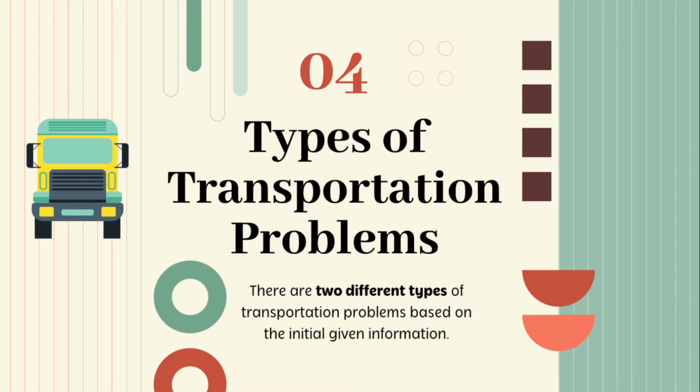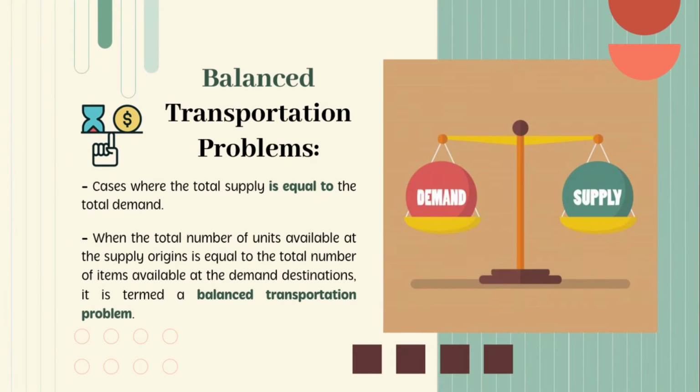Types of transportation problems. There are two different types of transportation problems based on the initial given information. Balanced transportation problems are the cases where the total supply is equal to the total demand, when the total number of units available at the supply region is equal to the total number of items required at the demand destinations. It is termed a balanced transportation problem.